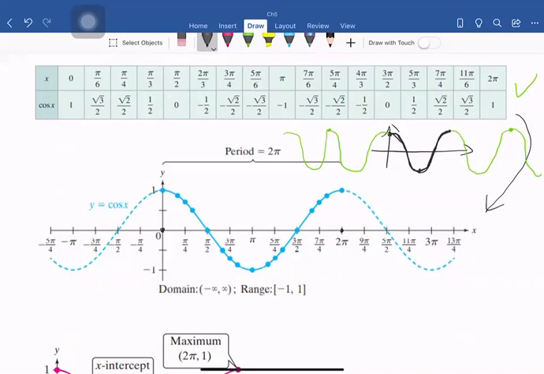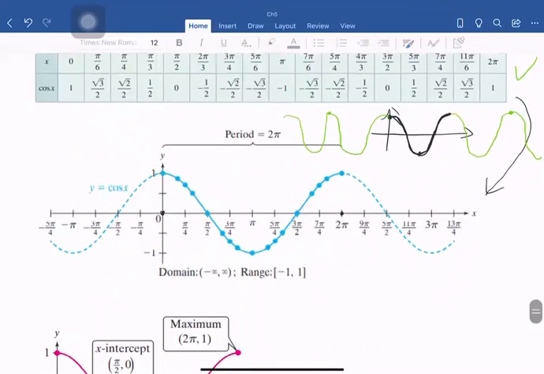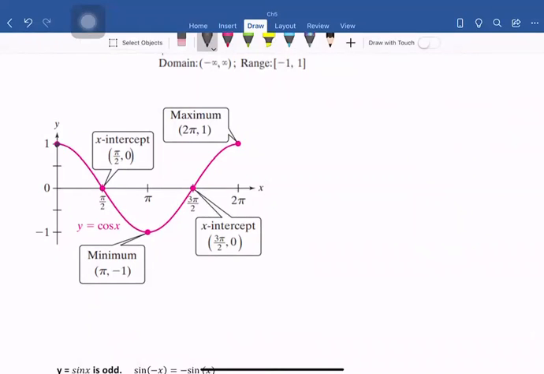And there are 5 important points, like the sine. The first point is starting point. That's the maximum point. The second is x-intercept, and then minimum, then x-intercept, and then maximum. So in this shape, we also can divide it into 4 parts.